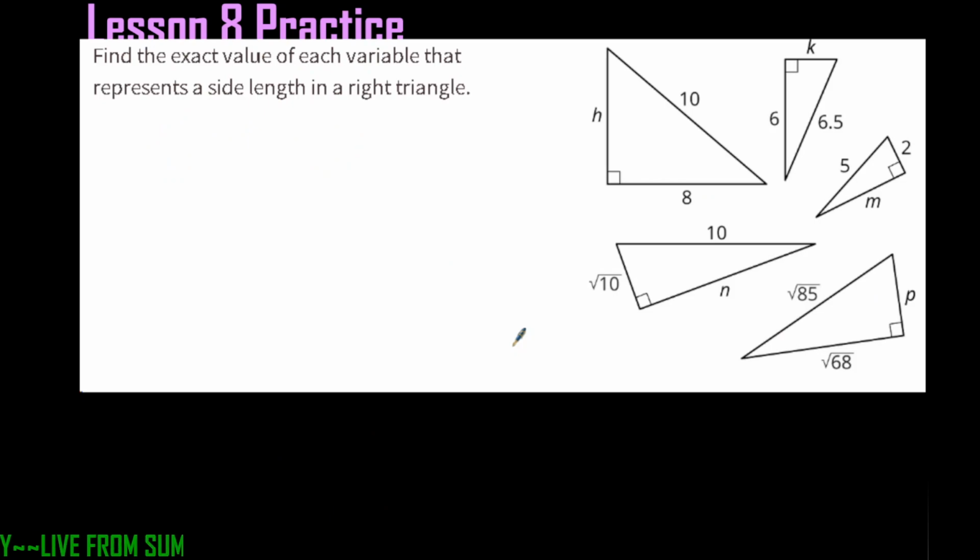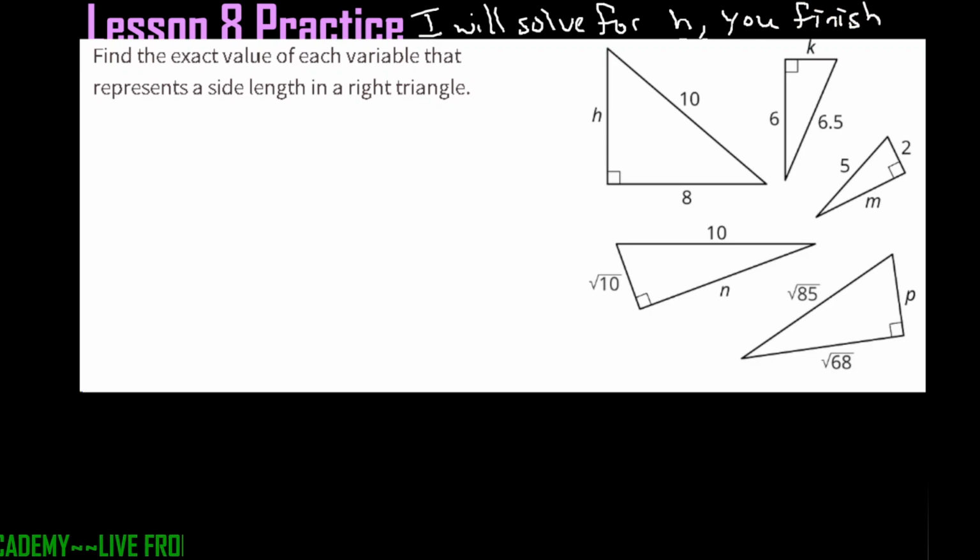On the back for our lesson 8 practice, it says find the exact value of each variable that represents a side length in a right triangle. So I will solve for h, and you finish the rest. I will solve for this first one, but I need you to try to solve for the others.